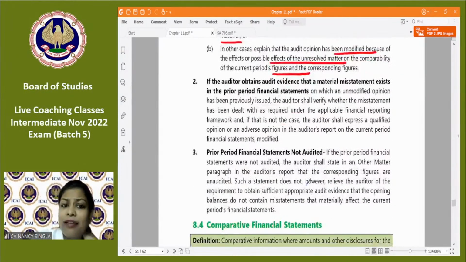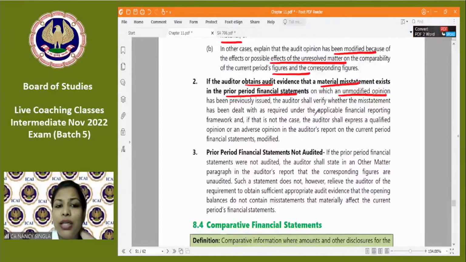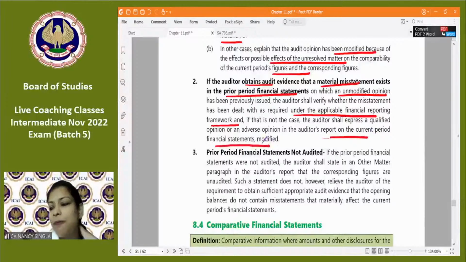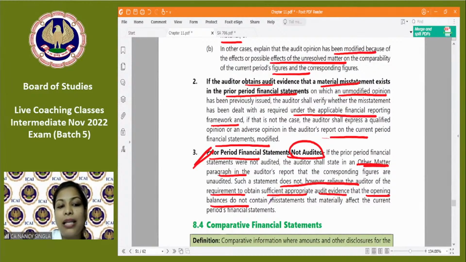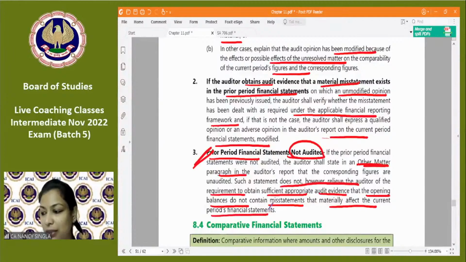ठीक है. Further it says that if auditor obtains a material misstatement that exists in the prior period financial statement and last year जो opinion था वो कैसा था? Unmodified था, है ना. So here and further the financial statements have not been corrected as per the applicable FRF, again auditor will modify the opinion. ठीक है. And the last point says if it is not audited, ये तो same है ना दोनों में, तो other matter paragraph में mention कर दो, but it will not relieve the auditor of requirement to obtain sufficient appropriate audit evidence that opening balances do not contain misstatement that affect the current period's financial statement. वो तो आपको check करना ही पड़ेगा.